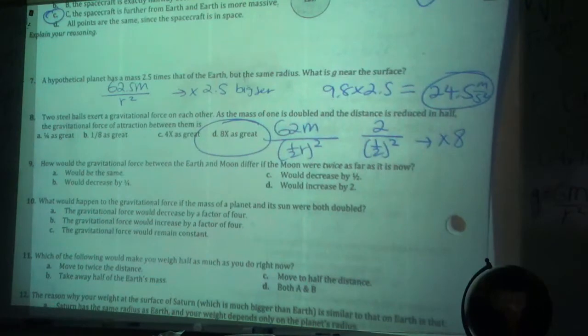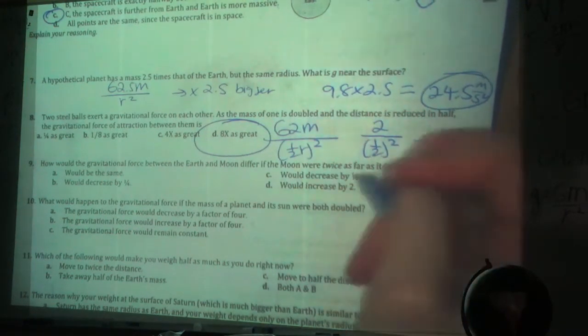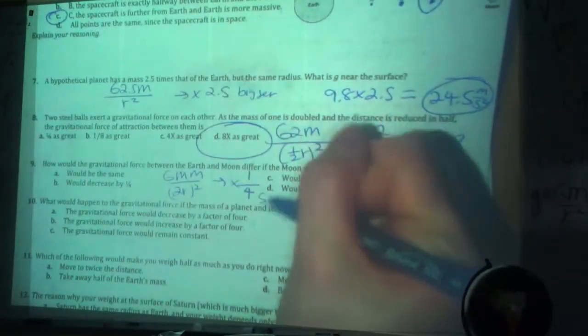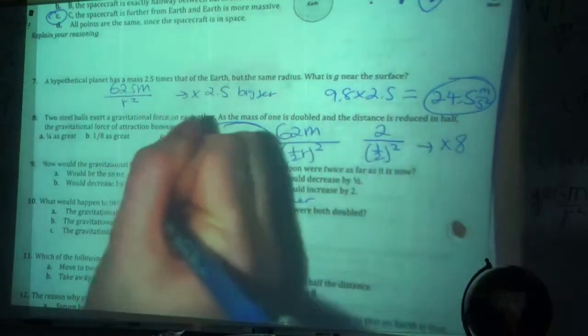How would the gravitational force between the Earth and the Moon differ if the Moon was twice as far away as it is now? So if I have twice the distance, then that's going to be 1 on top and 4 on bottom, so that's getting 1/4 smaller. So that's decreasing by a factor of 1/4.